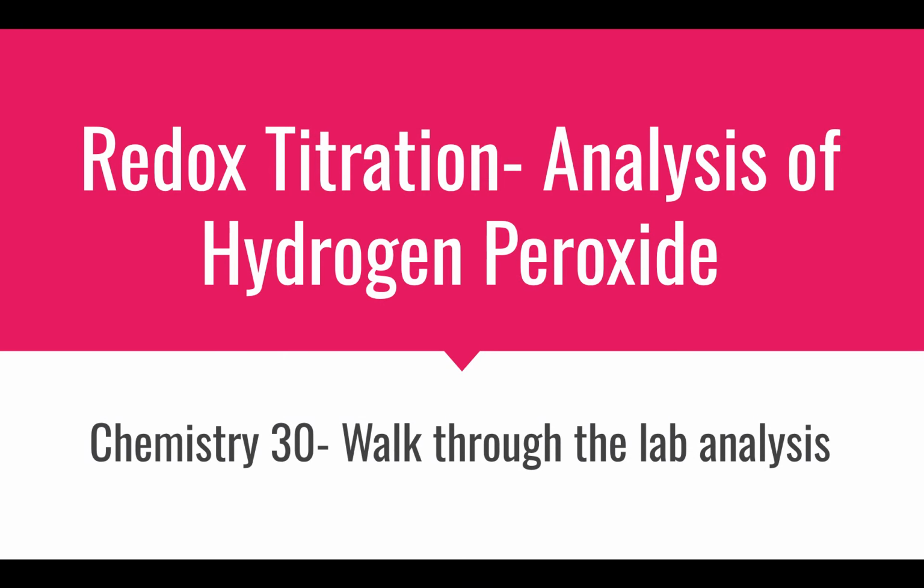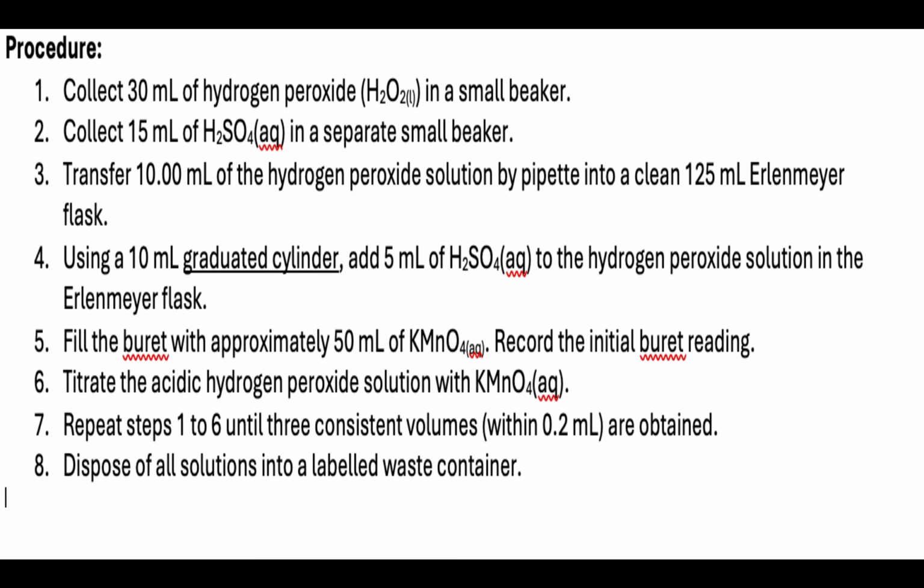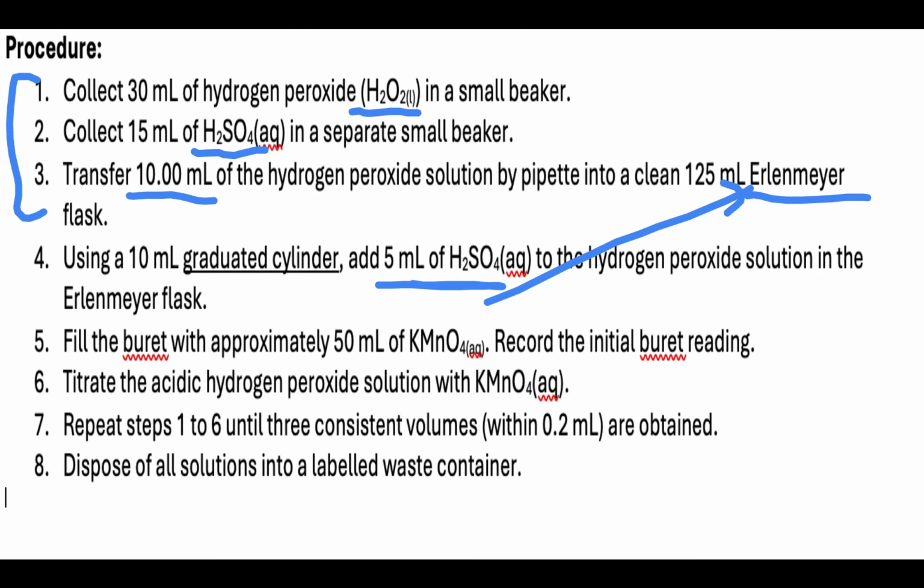So here's a lab I did with my Chemistry 30s today where we're taking a look at analyzing hydrogen peroxide. This is a common lab the diploma will refer to. So for this lab, the first few steps, you're just going to grab your materials. So the H2O2, the peroxide, we need a strong acid, and then we are going to take 10 mL of that hydrogen peroxide and put it into that Erlenmeyer flask. Then you'll use a graduated cylinder and take 5 mL of the acid and add it to that Erlenmeyer flask.